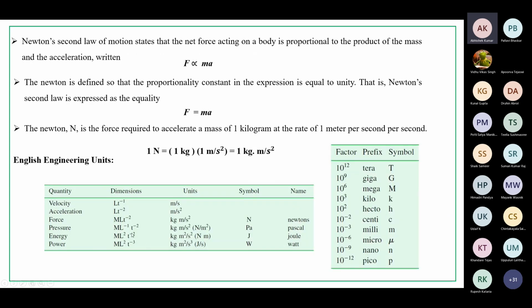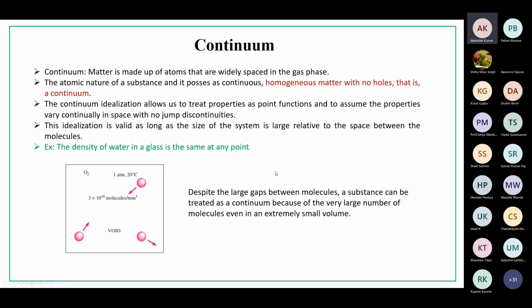And this is the unit system that we are seeing. You also know what tera is, 10 power 12, what pico is, 10 power minus 12, what kilo is, 10 power 3, and what milli is, 10 power minus 3. This is the information I have given you for your knowledge. It is not required to discuss all these things because you know them very well.